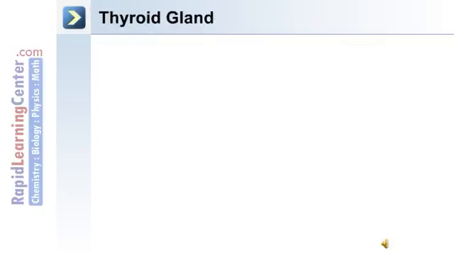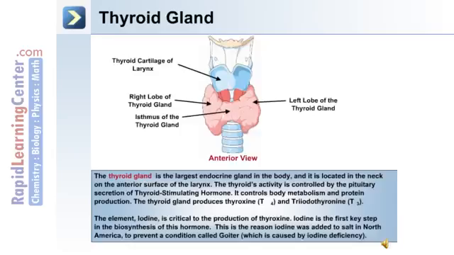The next endocrine gland we'll discuss is the thyroid gland. The thyroid gland, as depicted in this anterior view, is made up of a left lobe and right lobe that are separated by the isthmus. The thyroid gland is the largest endocrine gland in the body, and it's located in the neck on the anterior surface of the larynx.